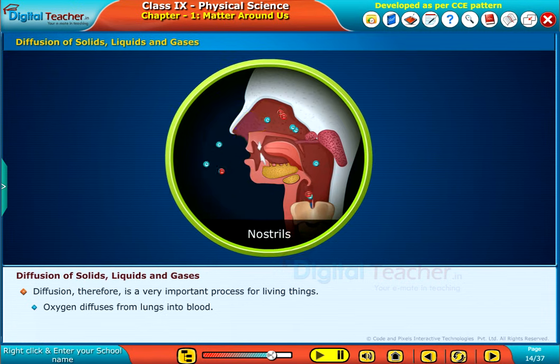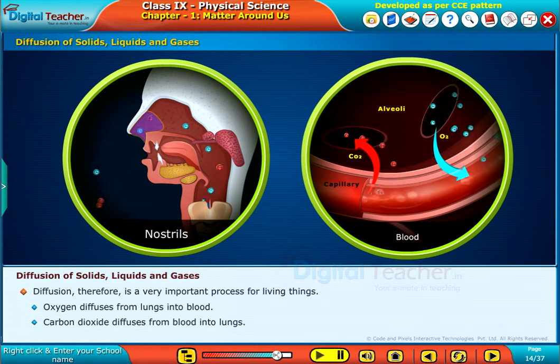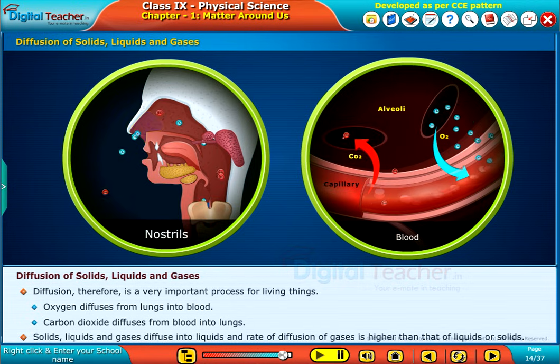Oxygen diffuses from lungs into blood. Carbon dioxide diffuses from blood into lungs. Solids, liquids, and gases diffuse into liquids, and rate of diffusion of gases is higher than that of liquids or solids.